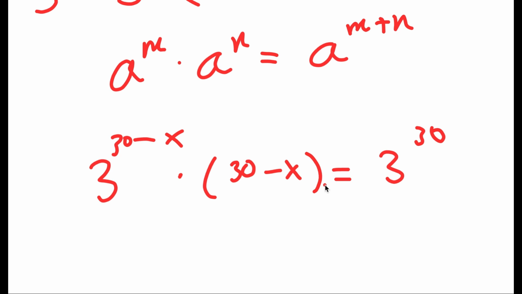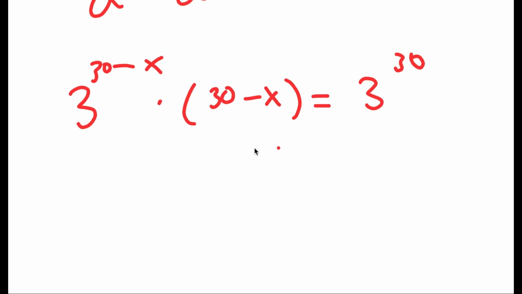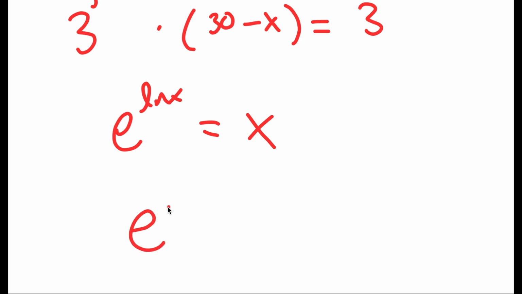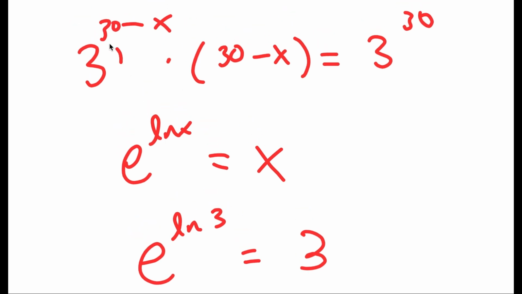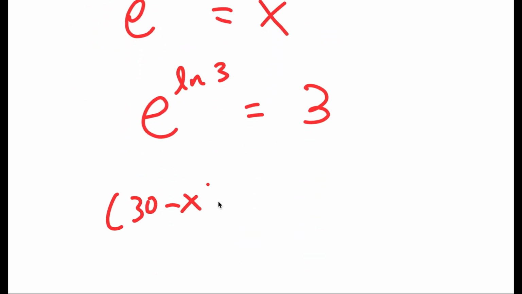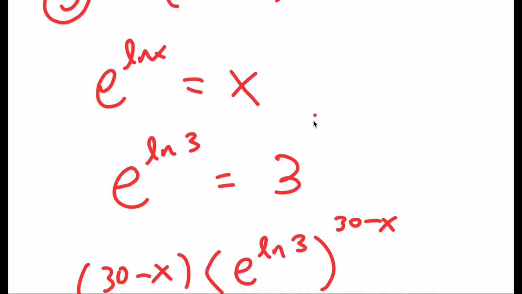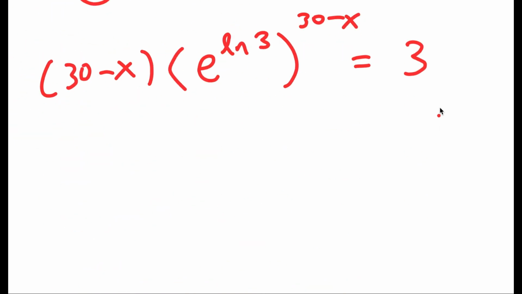Now from here, if I have something in the form e to the power of ln of x, this is simply equal to x, because the e and the ln cancel out. So let's say I have e to the power of ln of 3. This is the same thing as 3. So what I'm going to do is rewrite 3 over here as e to the power of ln of 3. So I get 30 minus x times e to the power of ln of 3 to the power of 30 minus x. And this is still equal to 3 to the power of 30.